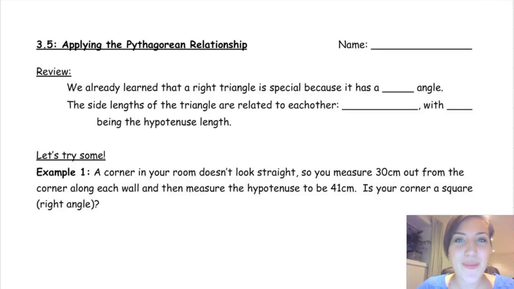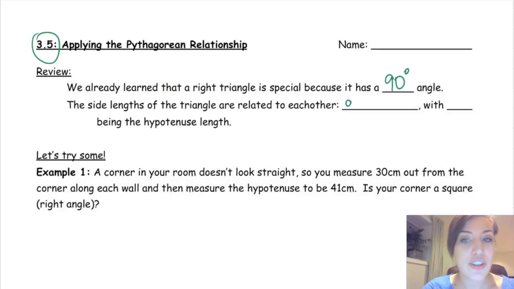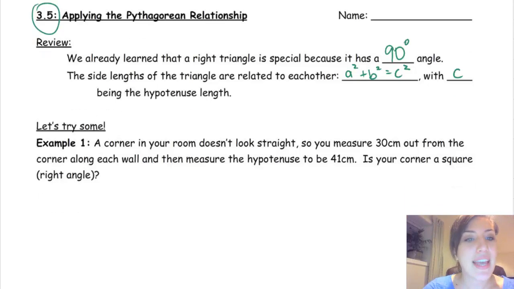Hi, I'm Mrs. Burns, and welcome to the last lecture of our Chapter 3 unit on Pythagorean relationships. Today we are going to apply this idea. So what do we already know? We already know that a right triangle has a 90-degree angle, and that the side lengths are related to each other in this formula: a squared plus b squared equals c squared, with c being the hypotenuse length. So let's try some examples.